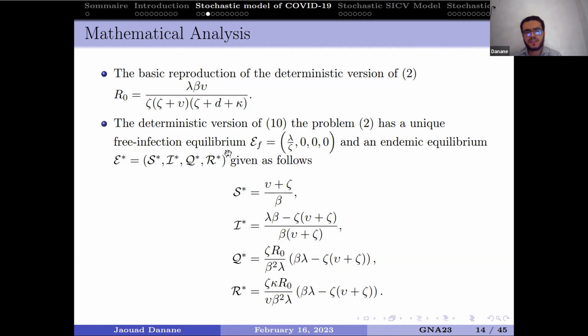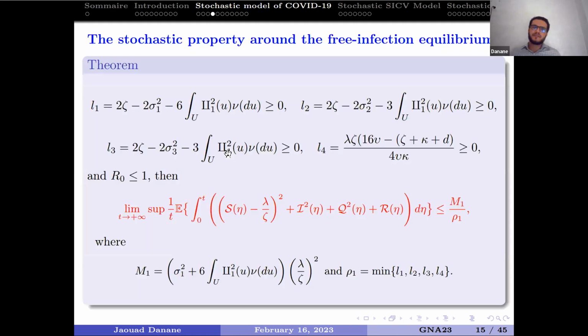The object of this paper is to characterize the solution around the disease-free equilibrium and the endemic equilibrium. What is the behavior of the infection around the equilibrium if R0 is less than 1, and if R0 is bigger than 1? Now we have the following results.